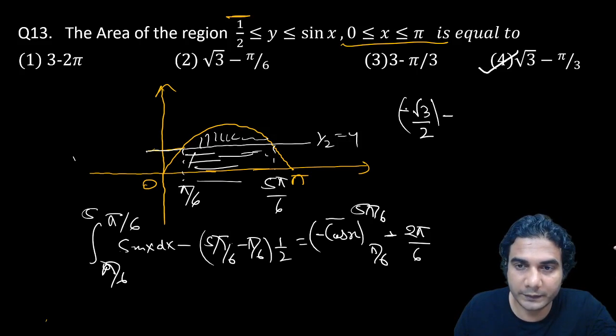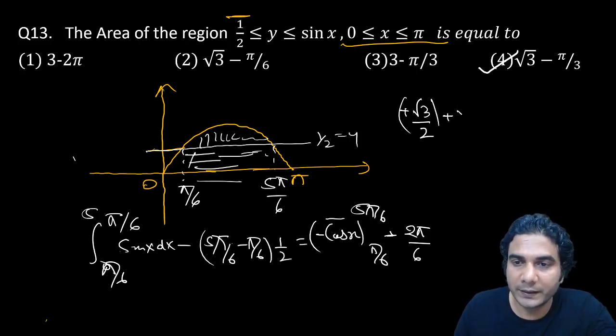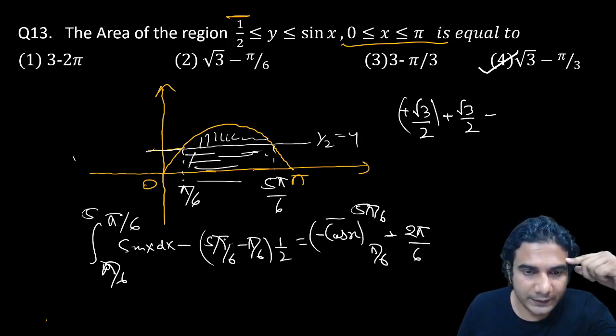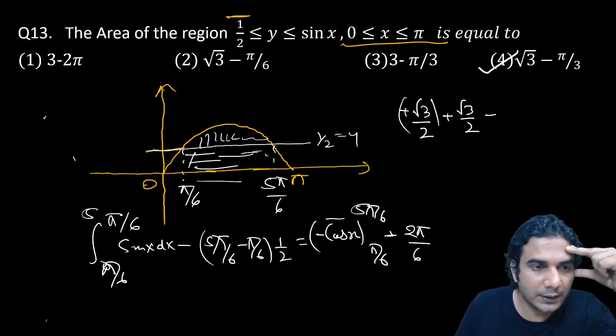So minus of minus will be plus, and then again minus of minus will be, if you put pi by 6, so minus of minus root 3 by 2, which is again root 3 by 2, all right. Minus, let me check this calculation again. This is 5 pi by 6 minus pi by 6, all right. So 4 pi by 6 divided by 2, all right. So it is going to be pi by 3.